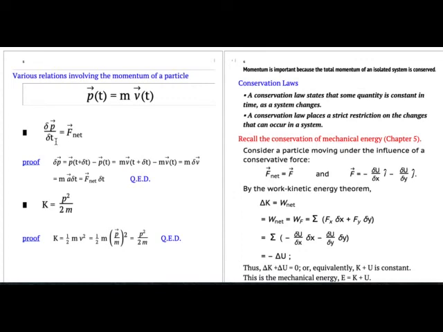There's some force acting on the particle. There may be many forces acting on the particle. We combine those into the net force. So the net force is the vector sum of all the forces. The rate of change of momentum is equal to the net force. Delta P divided by delta T is the net force.